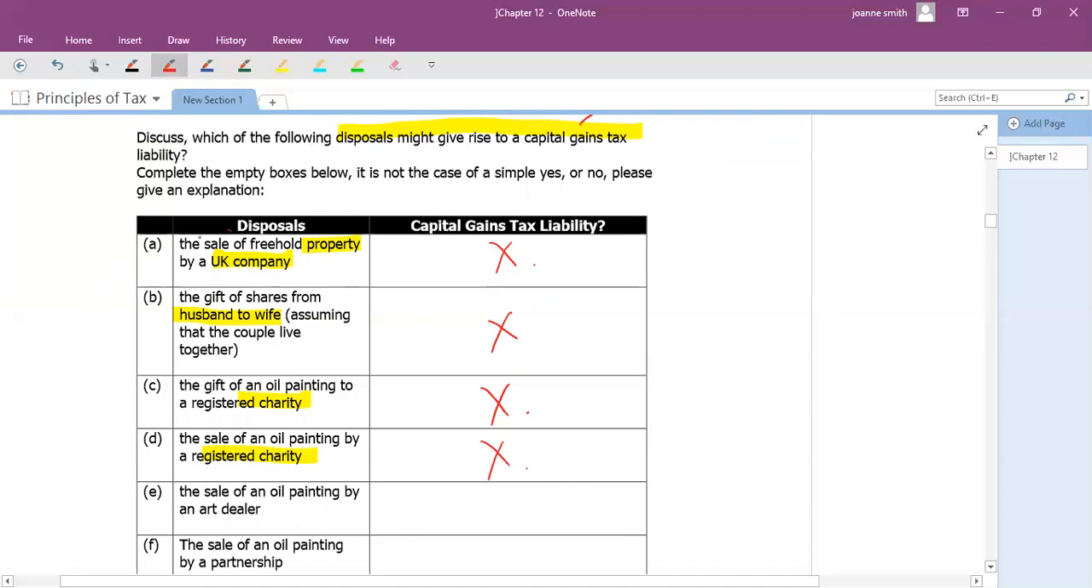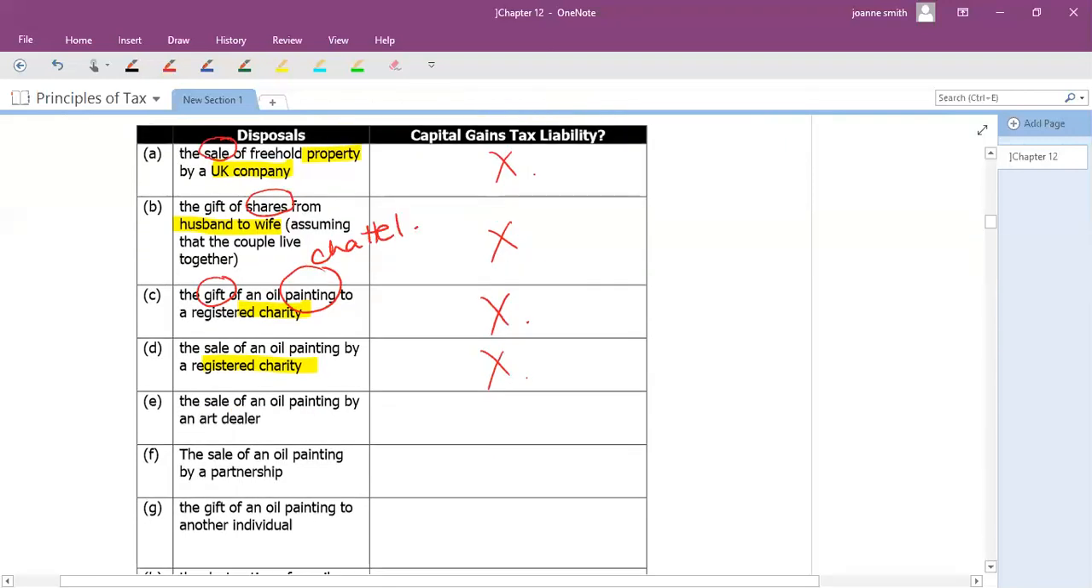So the first one was a sale, and it was dealing with a property. A property is a chargeable asset. For the second one, we were dealing with shares. Shares are a chargeable asset, and a gift of shares might give rise to capital gains tax as well. C was another gift, but it was dealing with a painting, and a painting is an example of a chattel, tangible, movable property. So if the gift had been by an individual, then it may have been subject to tax, but because it's a charity, then it will be exempt.